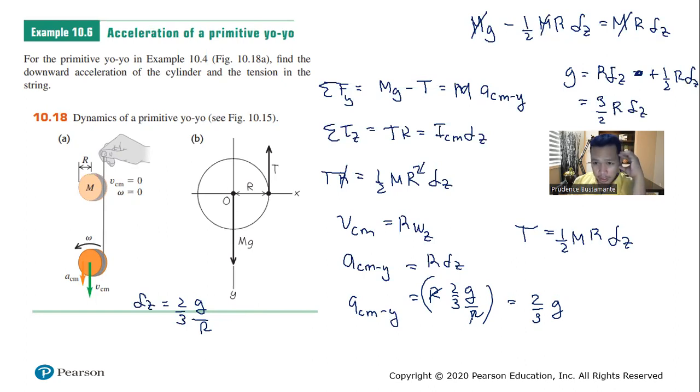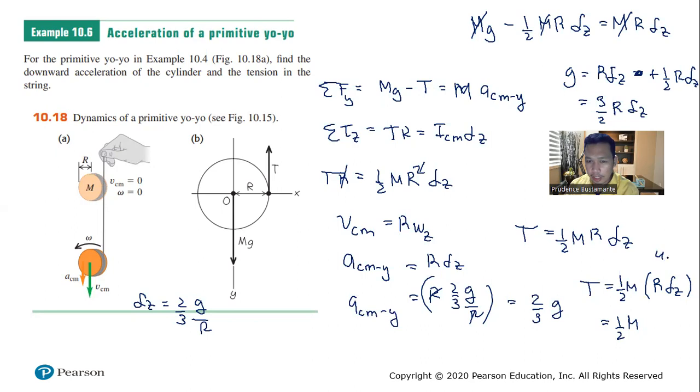Okay, so this means that our tension, since our tension is one half m r alpha z, we have one half m.